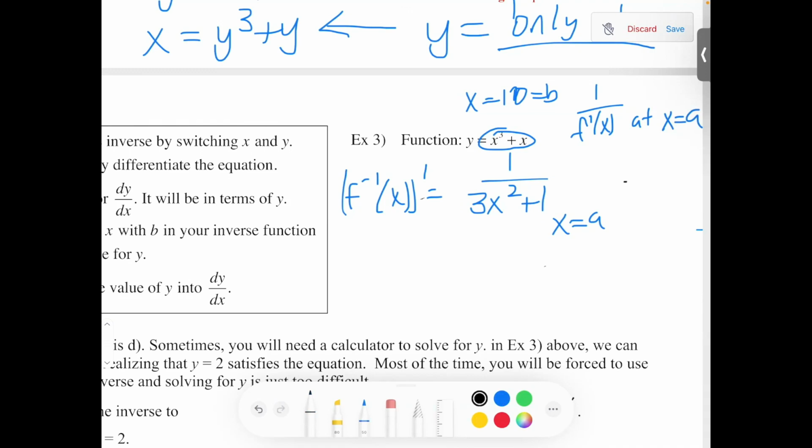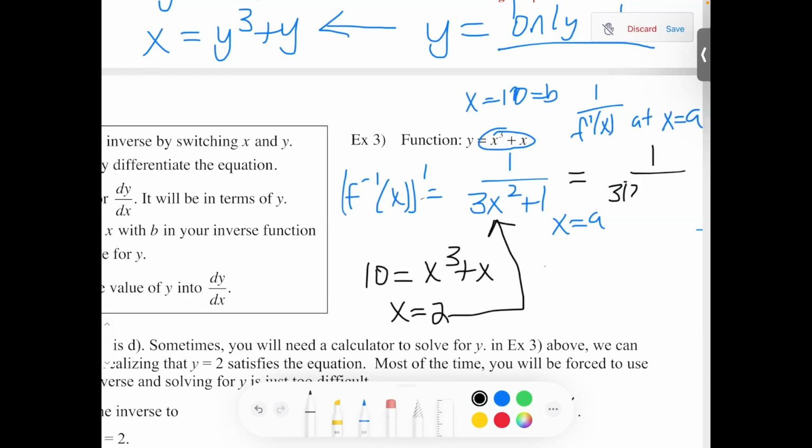So we're going to set 10 equal to x to the third plus x, and we'll solve that by inspection again. We see that x equals 2 is the solution to that. So we will plug 2 in for x, and we get 1 over 3 times 2 squared plus 1, which again is 1 over 13.